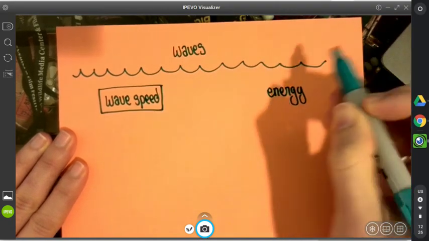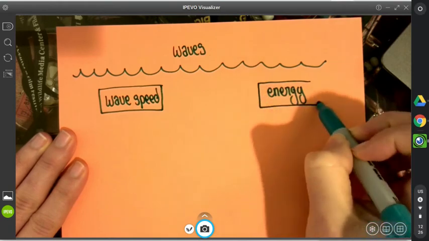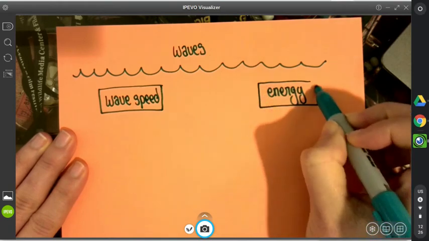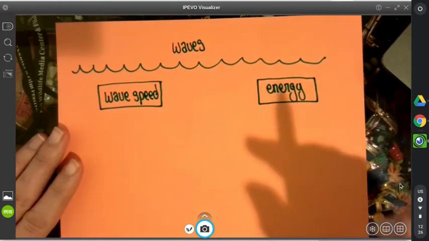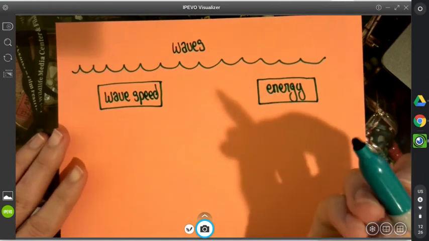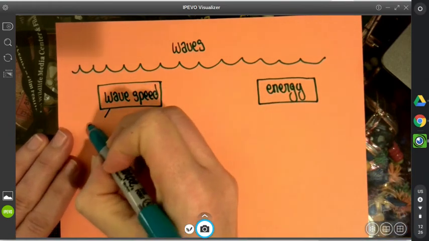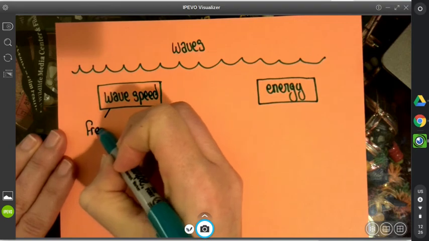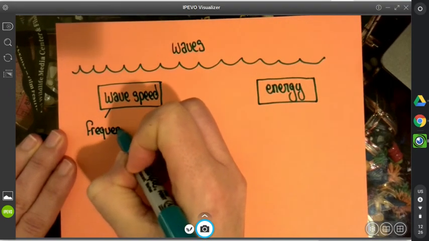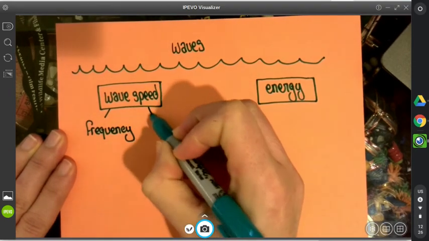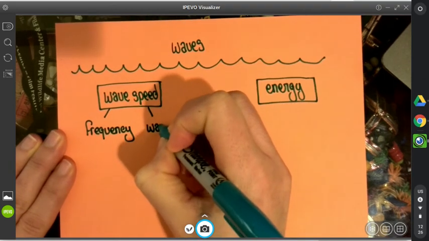Even if you don't end up in a career where you are building technology, it's helpful to understand these for when you are buying technology. Wave speed is a function of frequency and wavelength. Notice I'm saying a function of.